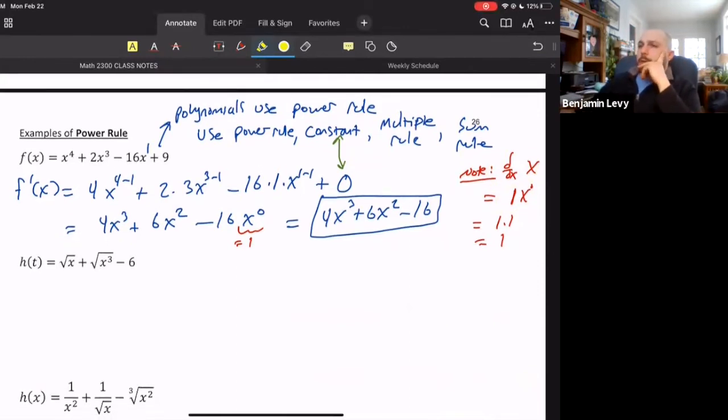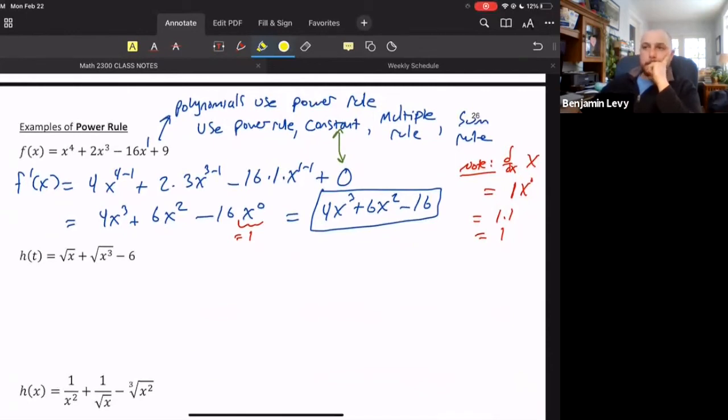Thoughts about the power rule on that one? Does that seem okay?